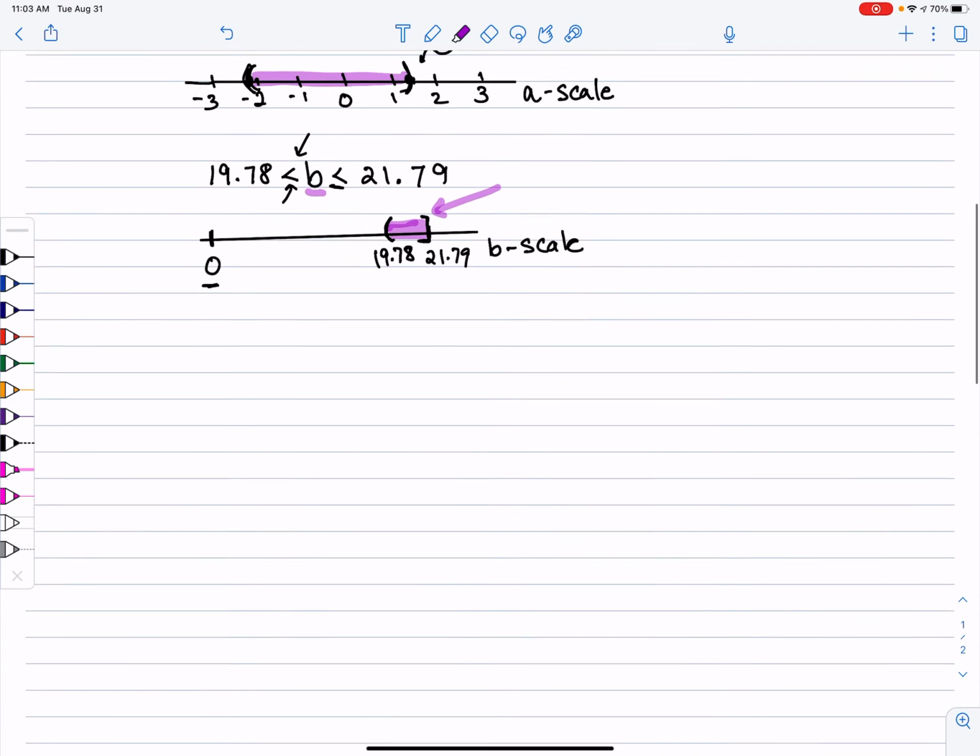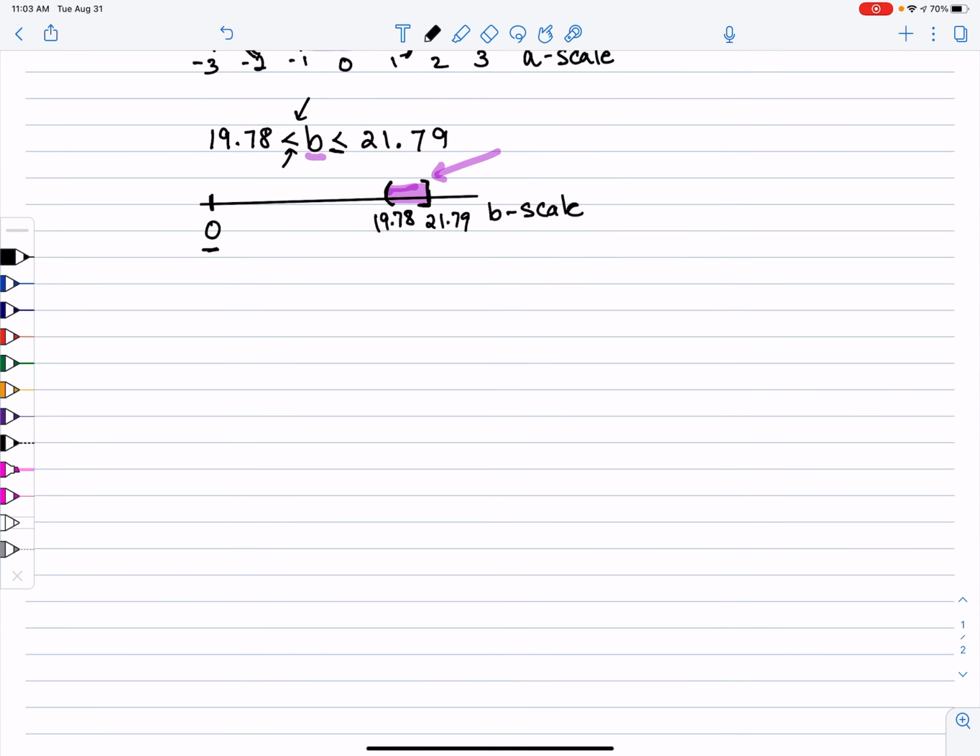We could have compound inequalities that look like this. Let's say we have Z. Z is less than or equal to negative 1.96, or Z is greater than 1.96. So that's another compound inequality, and we're going to graph it.